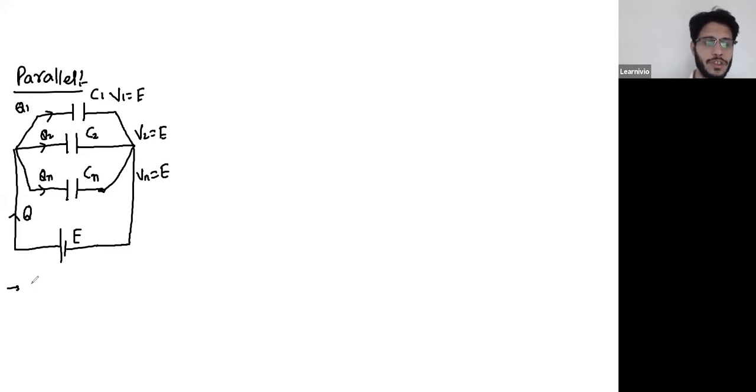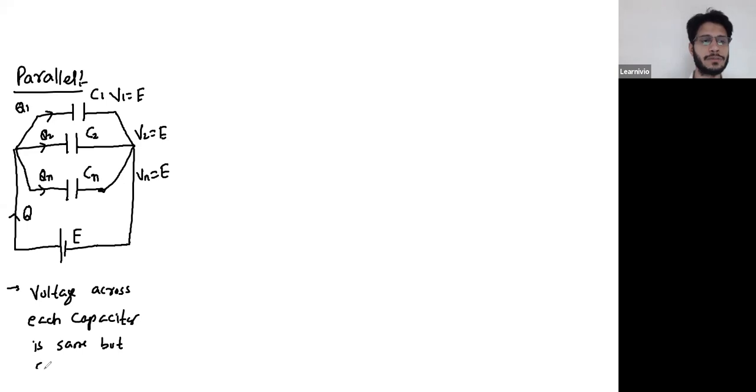So in this particular type of combination, the charge across each capacitor is different. Or we can write this as: the voltage across each capacitor is the same. Voltage across each capacitor is the same, but charge divides. Voltage is the same, but charge will divide.